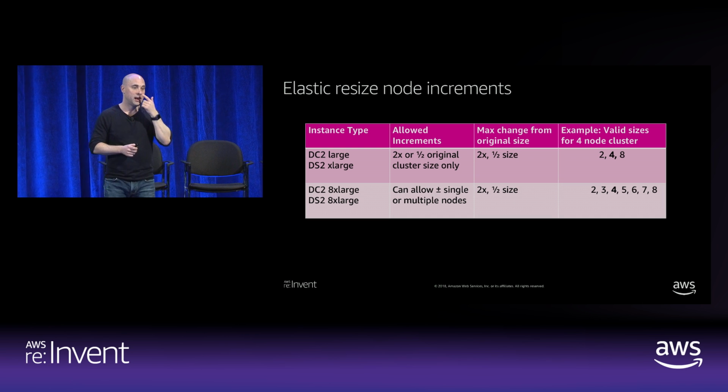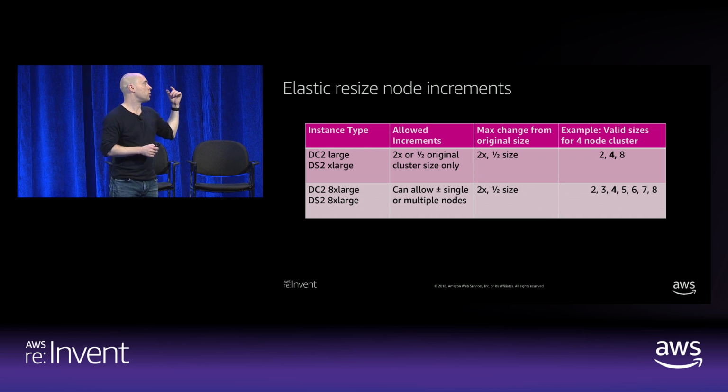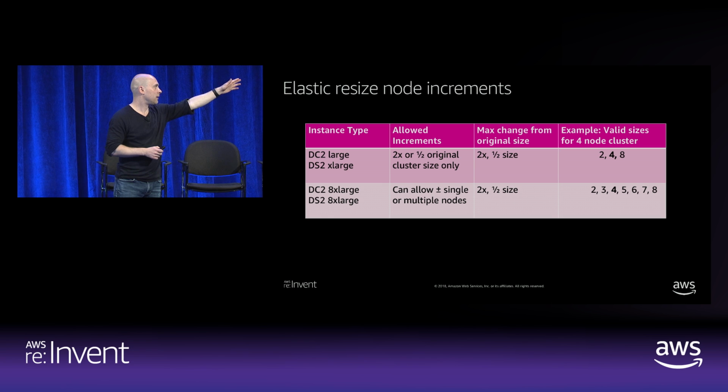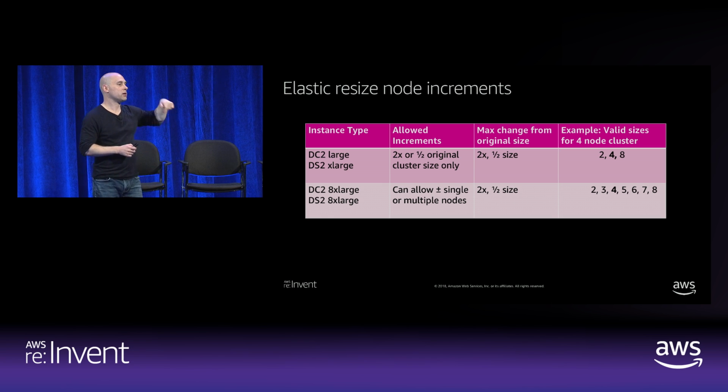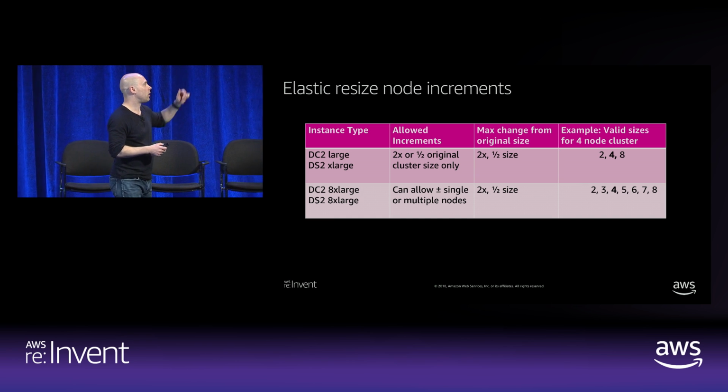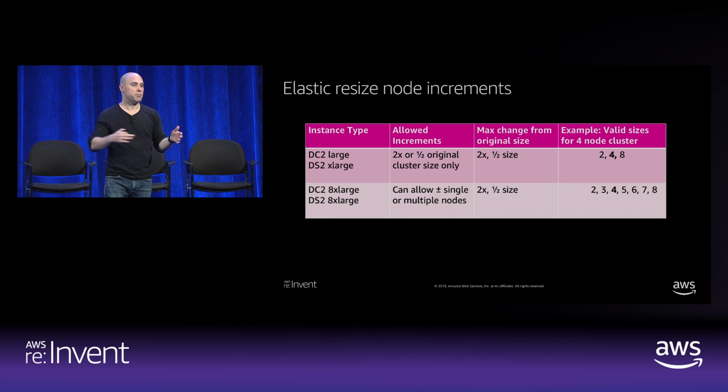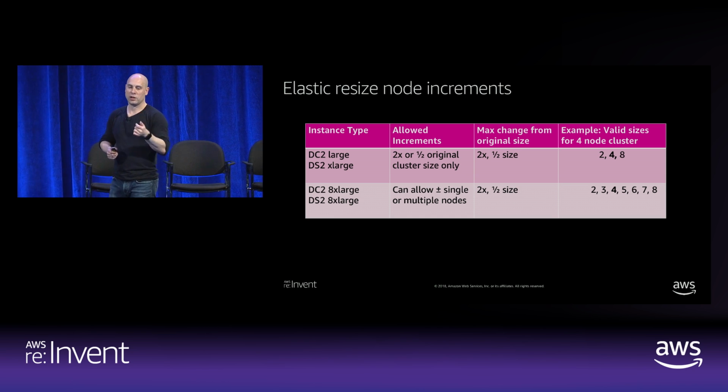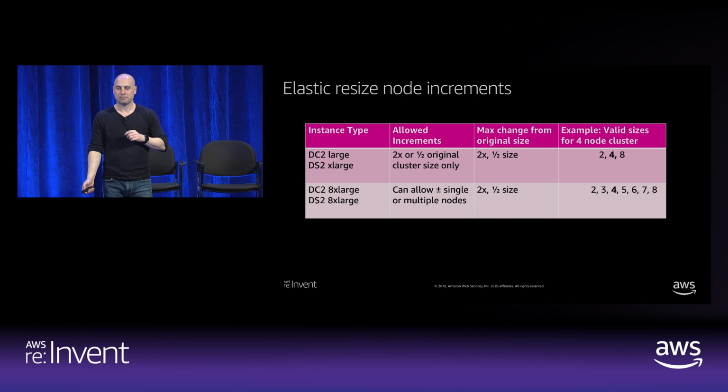If, however, you're on the 8XL node types, you have a lot more choice. In this case, I have started with 4. I can incrementally go all the way up to 8, or I could just jump all the way up to 8 if I wanted to, or I could go all the way down to 2 or 3. And you can pick and move anywhere within that based on what your cluster's original slice count was.